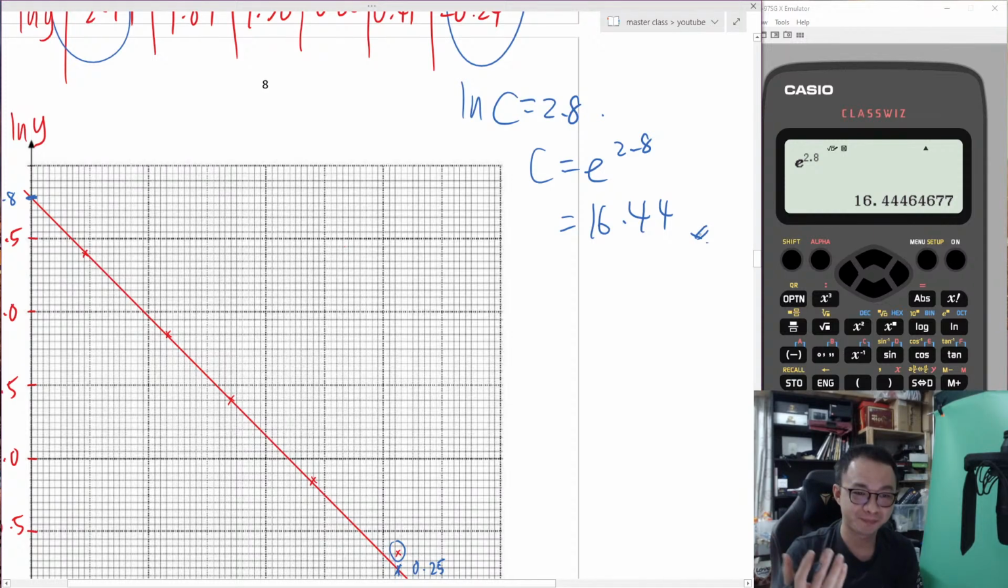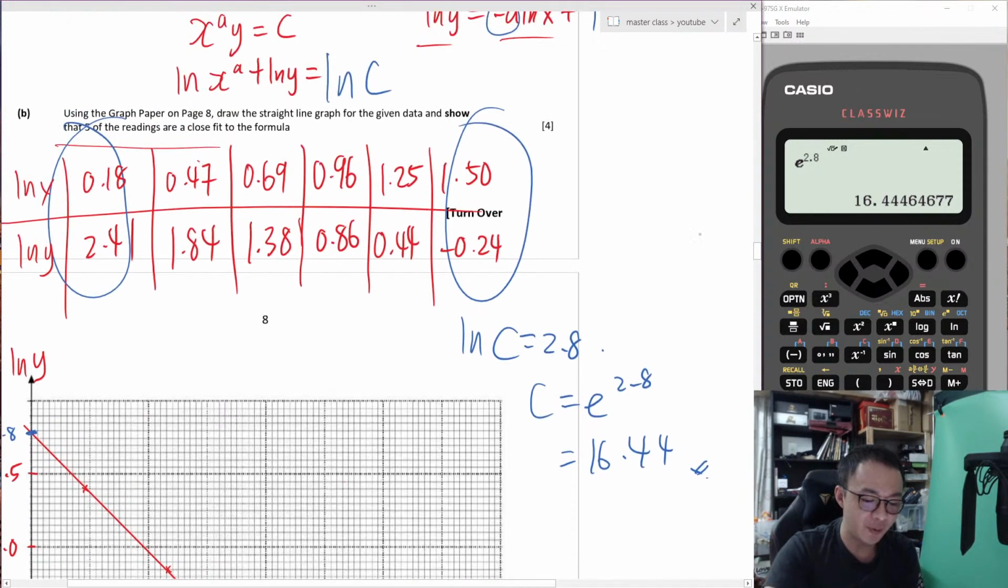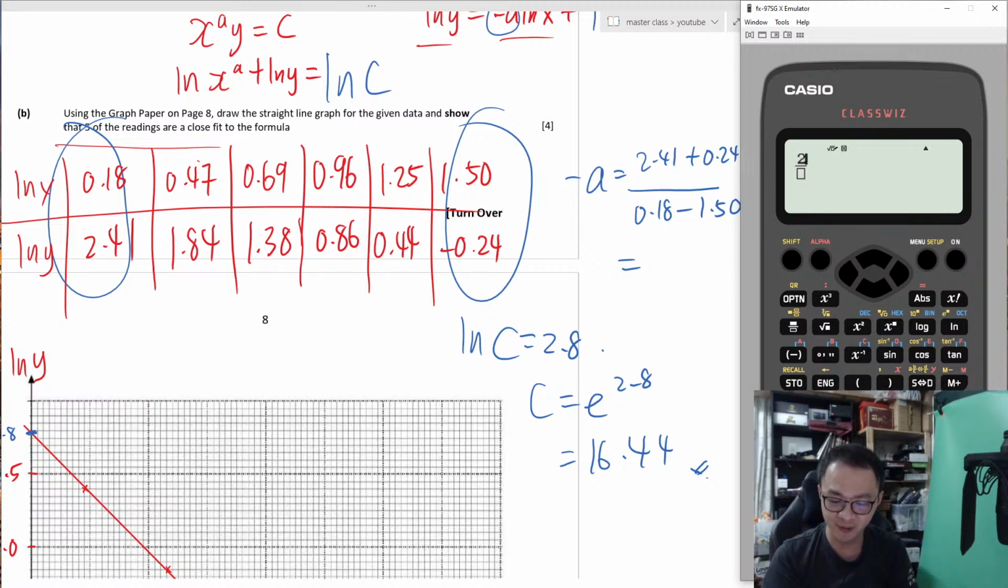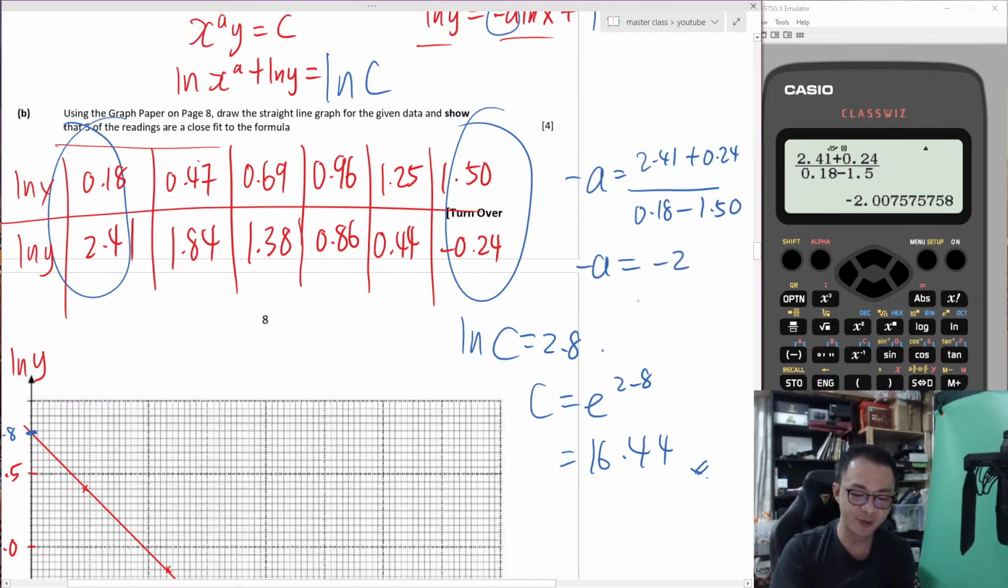Alright, okay, then we want to find the gradient. Negative A is the y value first, so it will be 2.41 minus, become plus, 0.24 over 0.18 minus 1.50. Alright, then we will just use the calculator for this one. Plus 0.24 over 0.18 minus 1.5. So we have negative 2 here. So negative A equals negative 2, A equals 2. Alright, then I got my A and C value here.